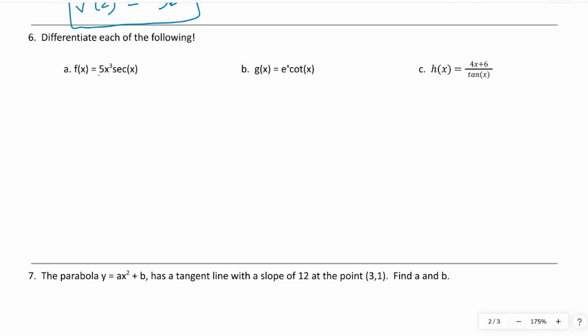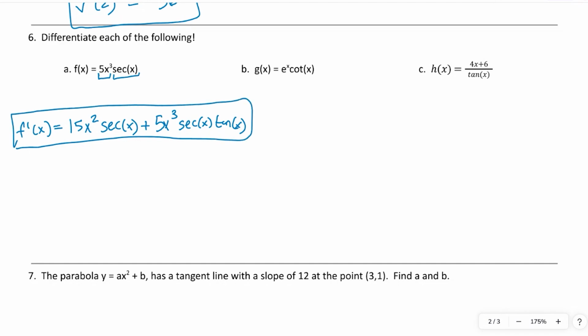So for part A, we've got a product of two functions. So we're going to use the product rule. F prime x is going to be the derivative of the first, which is 15x squared, times the second, plus the first function, 5x cubed, times the derivative of the second. So the derivative of secant x is secant x tangent x. Kind of eaten into the space of part B here, but that's okay.